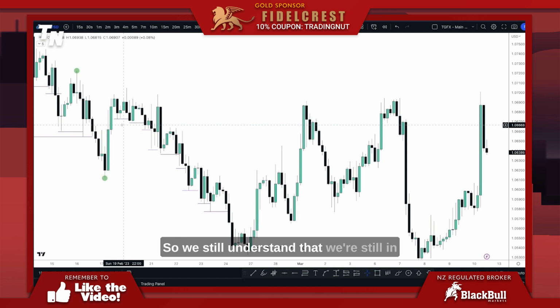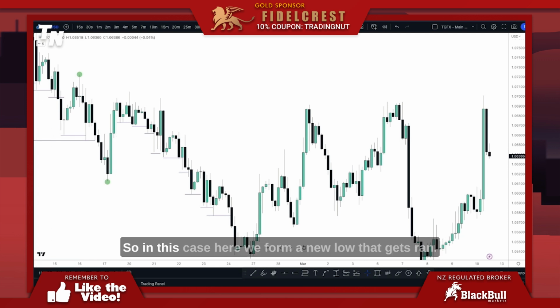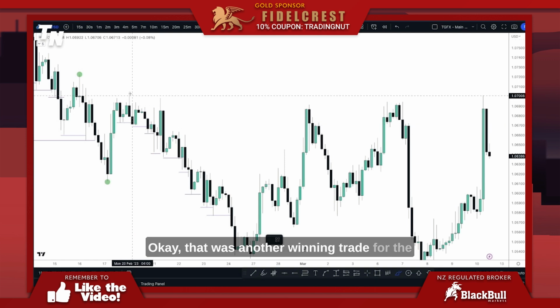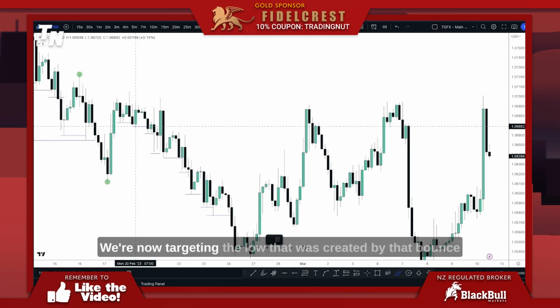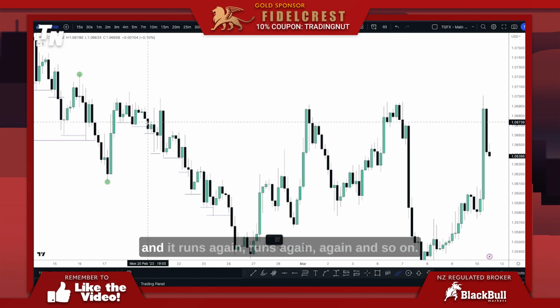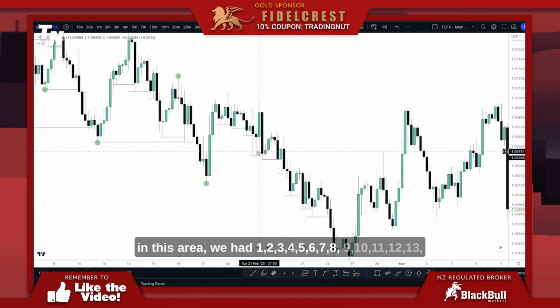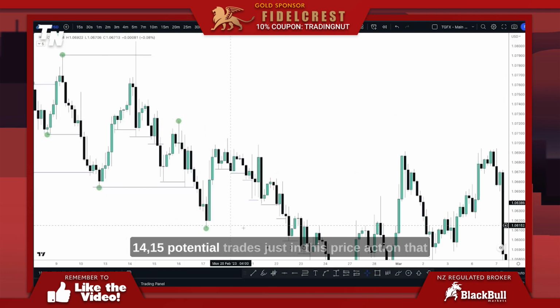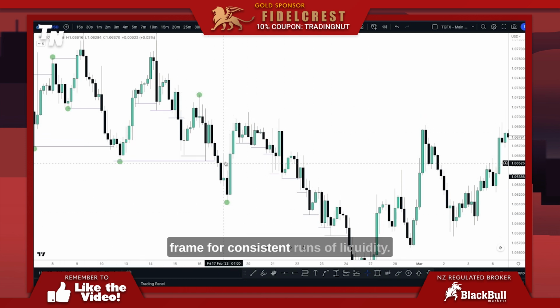So we still understand that we're still in bearish order flow, but now we're just looking for more continuation to the downside. So in this case here, we form a new low that gets ran. Okay, and that was another winning trade for the sell side down to the run of liquidity. Same thing here, take profit. We're now targeting the low that was created by that bounce, and it runs again, again, and so on. So if we looked at just the price action in this area, we had 1, 2, 3, 4, 5, 6, 7, 8, 9, 10, 11, 12, 13, 14, 15 potential trades just in this price action that we're looking at now on the 3-hour time frame for consistent runs of liquidity.